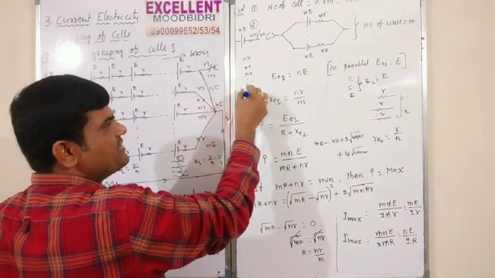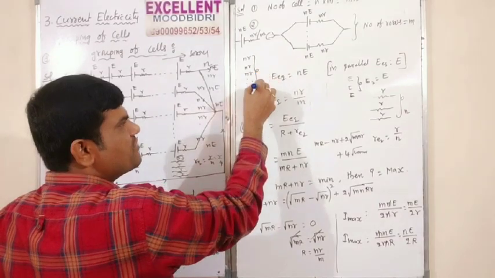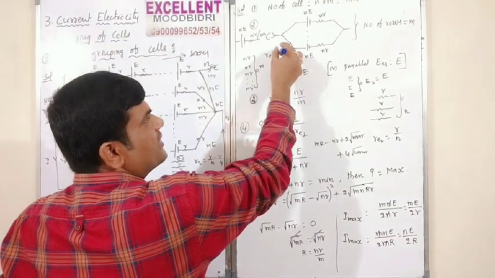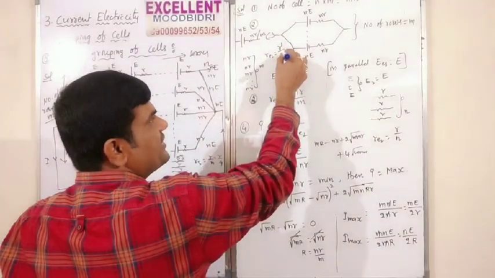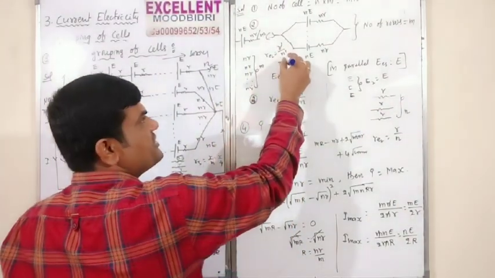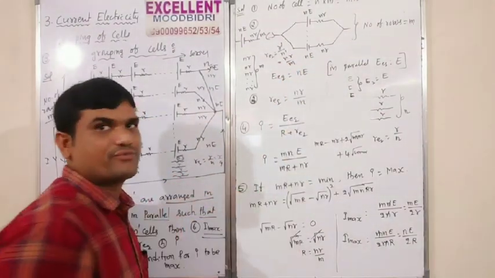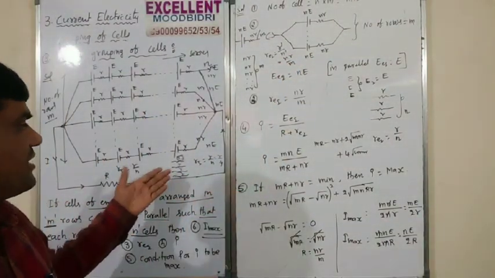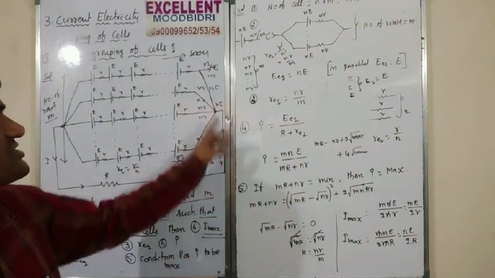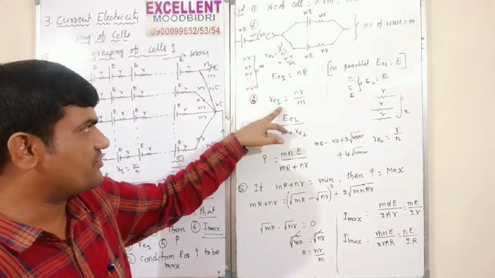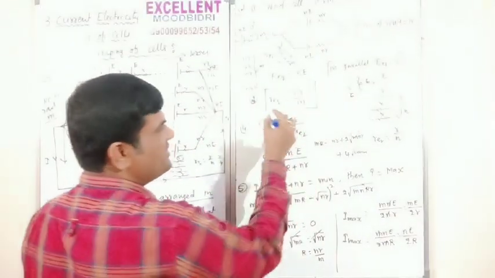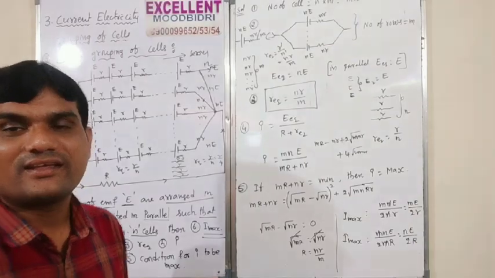NR, and so on. How many will be there? M will be the total number of resistors. Therefore, R equivalent is equal to R dash by N dash. Here R dash is equal to how much? N into R. N dash is equal to M, the number of rows. Number of resistors is equal to M. Therefore, R equivalent is NR by M. That is the R equivalent.